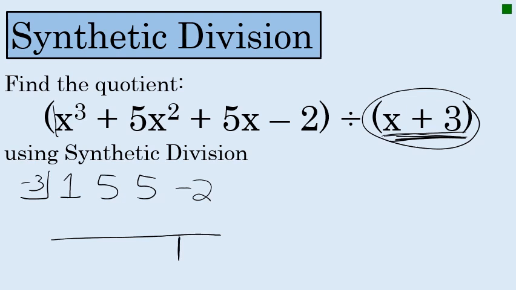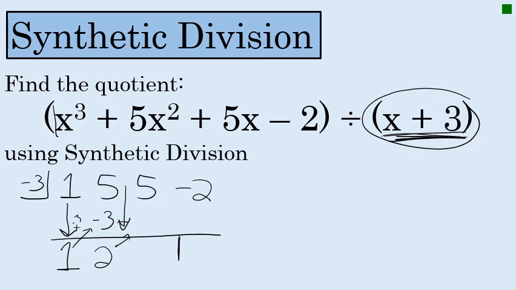We begin the process of synthetic division by bringing down the first number, which in this case is a 1. And after I bring that number down diagonally, I'm going to multiply by the number in the box, which here is negative 3. 1 times negative 3 is negative 3. As I go down each column, I'm going to be adding and subtracting based on the signs in front of the numbers in each column. 5 plus negative 3 is 2.